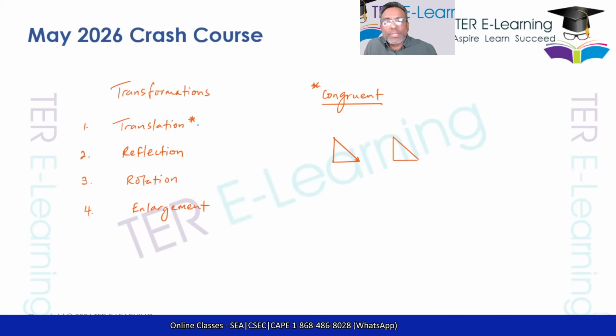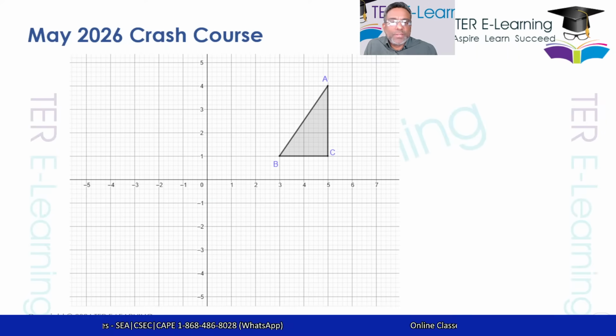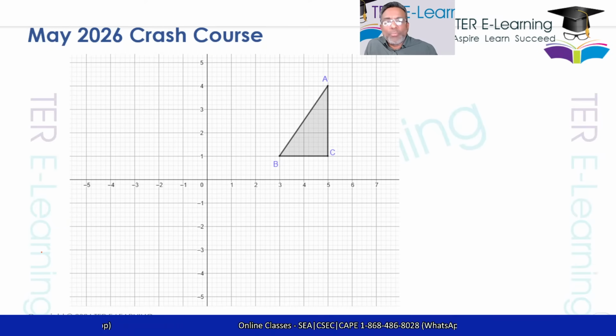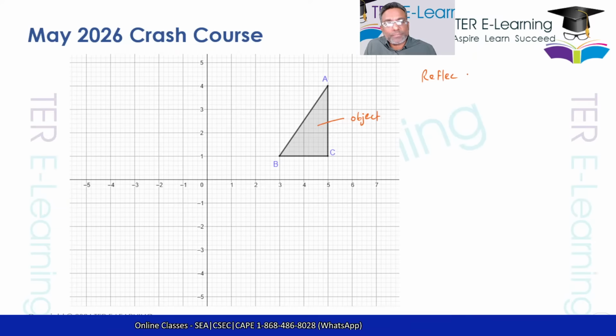The second one that they want here is reflection. Now, when it comes to a reflection, you guys need to think of it as if I fold the graph paper along a mirror line, both your object and your image need to line up exactly. So for example, let's say we had an object here, which is a triangle, and I want to perform a reflection.